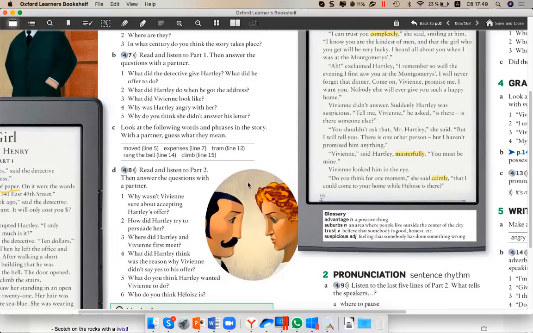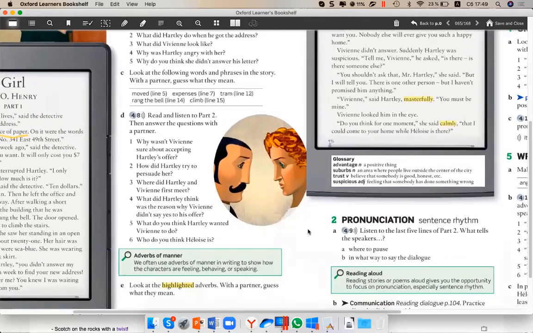Well, okay, you have listened to two parts of this story. After listening to the second part, answer these questions. And by the way, try to understand what is happening. What does Mr. Hartley offer to Vivienne? Don't forget that you are reading a detective story. That's why, if you didn't read it before, it will not be so easy to understand what will happen later.